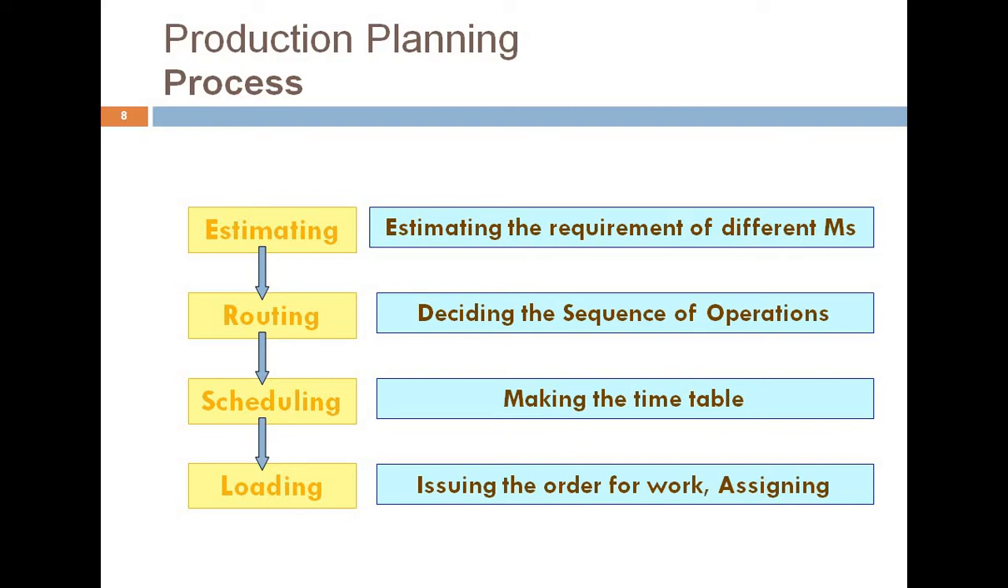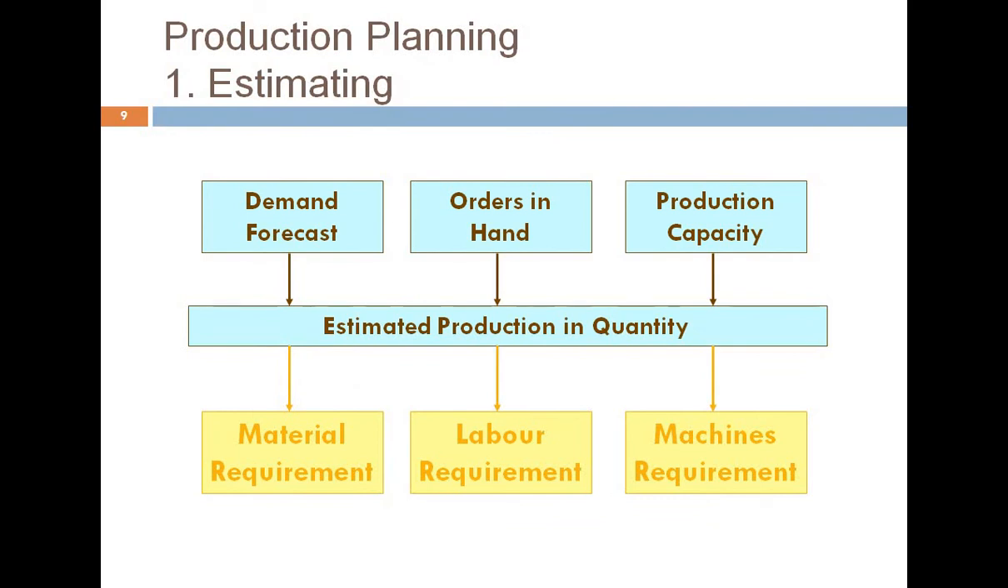So these four things come into production planning. We are starting with the first one, that is estimating. Estimating depends upon three factors. One is the demand forecast: how much we are going to sell, how much demand there is in the market, that we will take into consideration. Second is the orders in hand from our existing or known customers. Kitne orders hamare haath mein hain? Say for example, 100 units we have now, and 500 we can sell in the market. So the total is 500 for demand in the market and 100 orders from the existing customers, right?